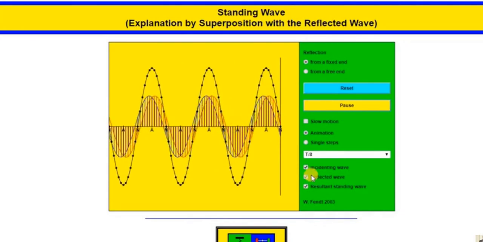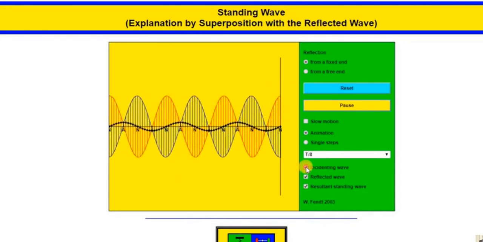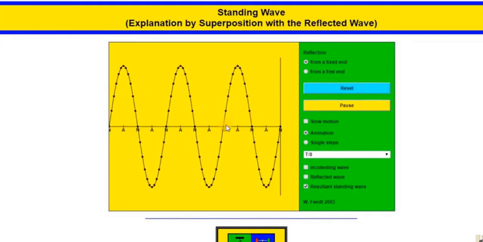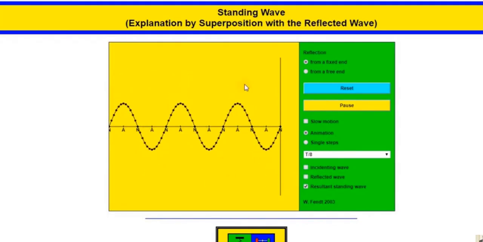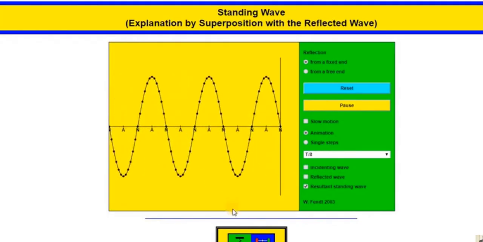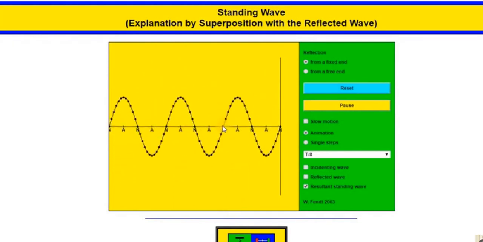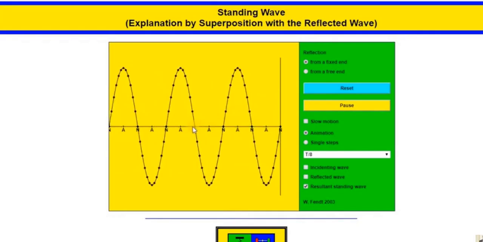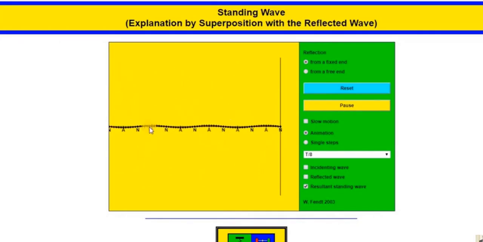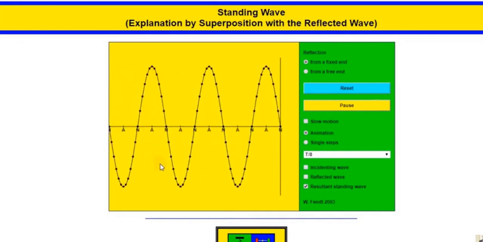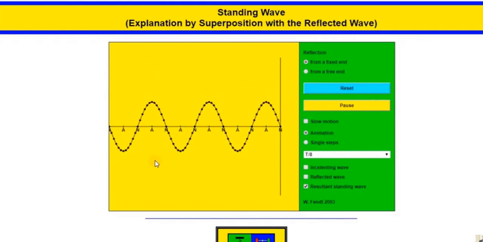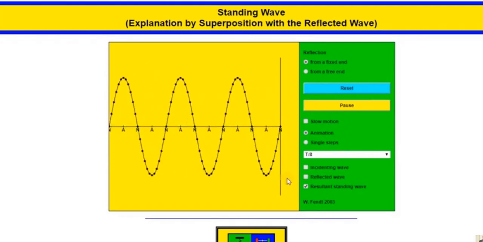And I can show you only the resultant wave. I can remove the incident wave and the reflected wave from this animation. So what we have here is a standing wave, and these points of zero amplitude are the nodes. Here we have the antinodes. Antinodes have the maximum displacement, the maximum amplitude.